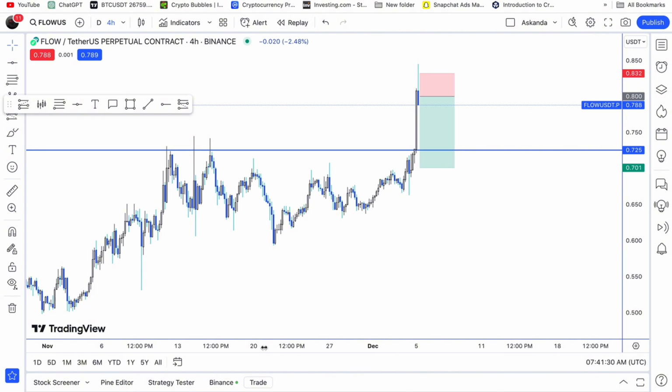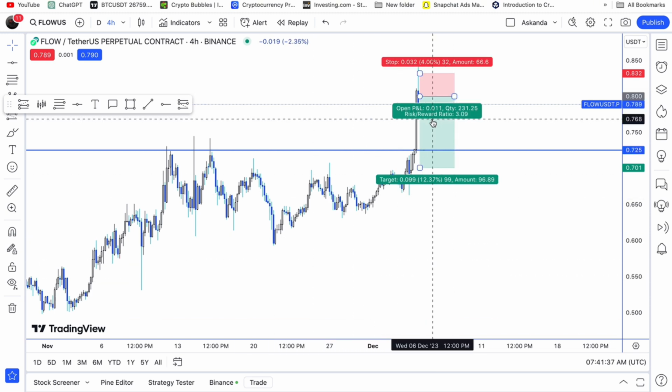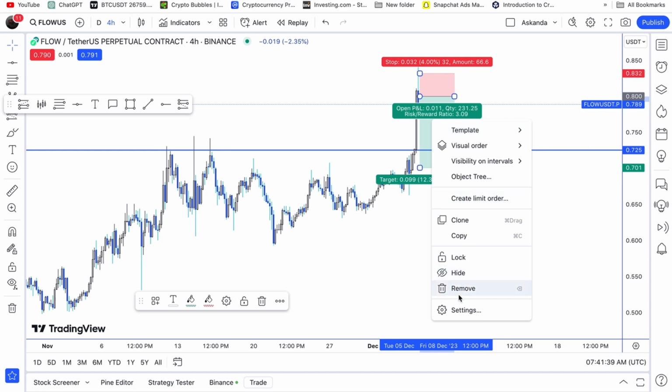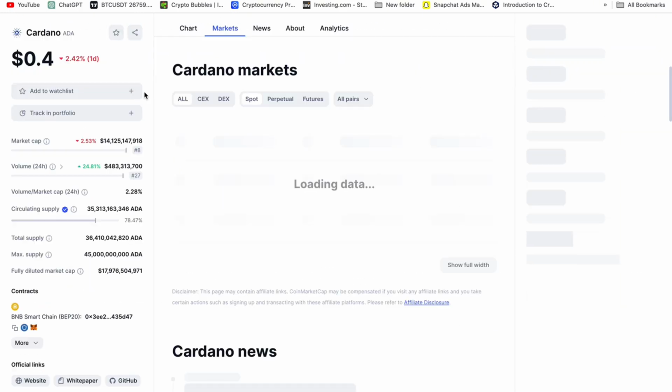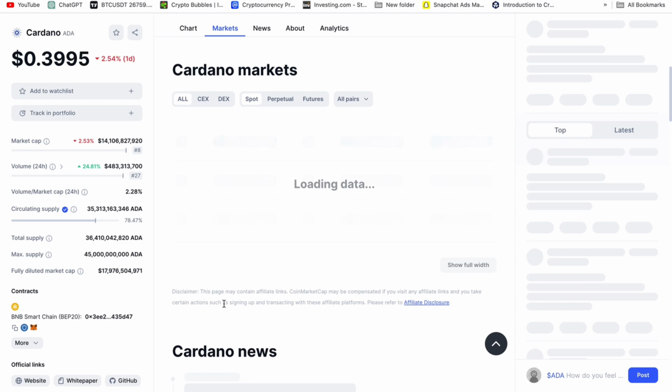So this part of the course is just very simple, how to calculate position sizing. For you to understand it even better, let me do it for a long position too. So we go for ADA here. Let's say we are going to buy ADA.